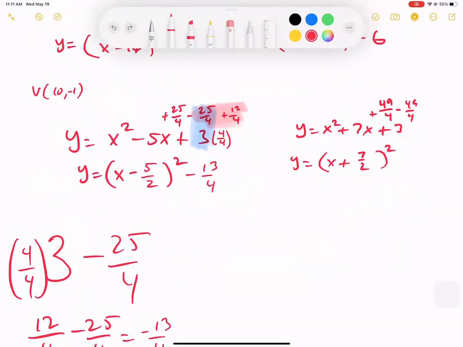Let's do it on the right. Can I combine 49 over 4 and 3? You can't. What common denominator do we need? We need a common 4. So look here. If you don't like fractions, it's okay. 4 over 4. 3 times 4 is 12 over 4. Isn't 12 over 4 the same as 3? Right? These are the same numbers. I just made change. Now negative 49 plus 12 becomes negative 37 over 4.